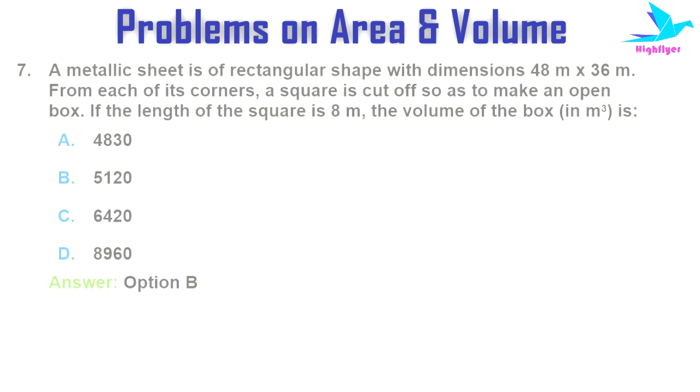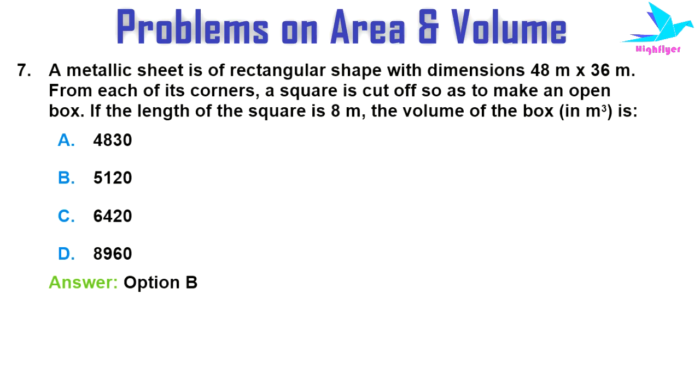Next question. A metallic sheet of rectangular shape and dimension 48 meters into 36 meters. From each of its corners, a square is cut off so as to make an open box. If the length of the square is 8 meter, the volume of the box is. Options are 4830, 5120, 6420 or 8960. The right option is option B, 5120.